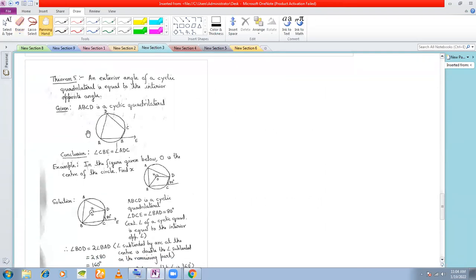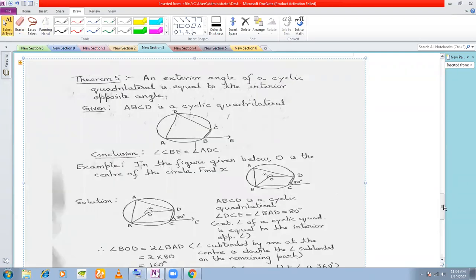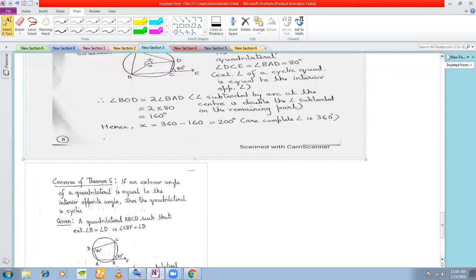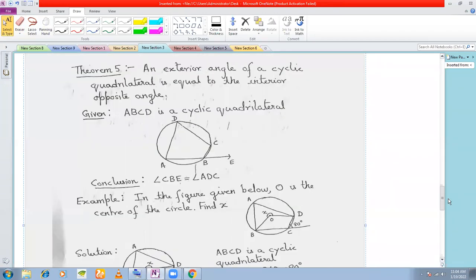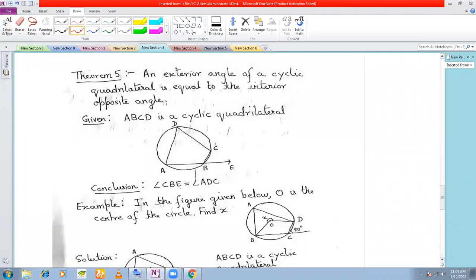Okay, let's do the next one. Next theorem. The next theorem is: an exterior angle of a cyclic quadrilateral is equal to the interior opposite angle. Important theorem once again. Now, what does this theorem mean? It is given that ABCD is a cyclic quadrilateral, and I produced one of the sides and formed an exterior angle. So this becomes an exterior angle of the cyclic quadrilateral.